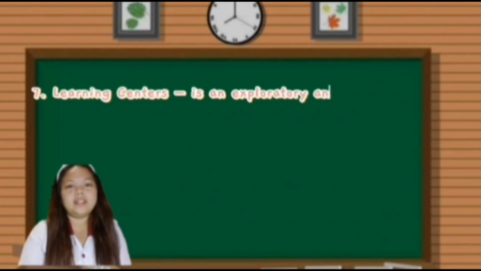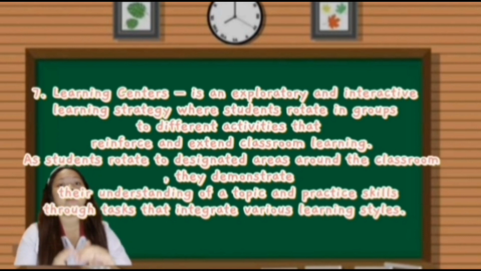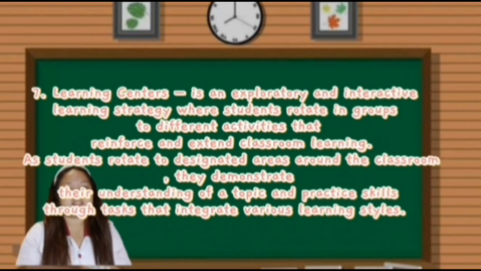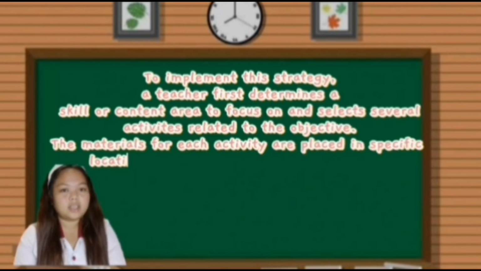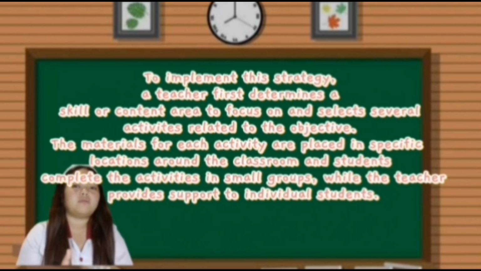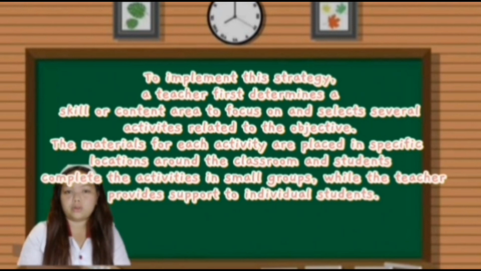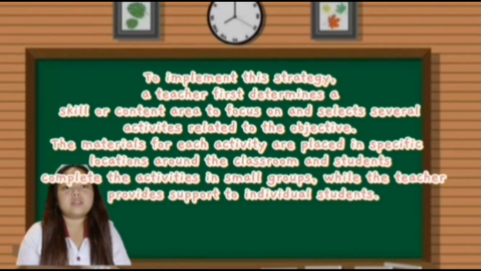Number 11, learner-centered, is an exploratory and interactive learning strategy where students rotate in groups through different activities that reinforce and extend classroom learning. As students rotate to designated areas around the classroom, they demonstrate their understanding of a topic and practice skills through tasks that integrate various learning styles. To implement this strategy, a teacher first determines a skill or content area to focus on and selects several activities related to the objective. The materials for each activity are placed in a specific location around the classroom, and students complete the activities in small groups, while the teacher provides support to individual students.